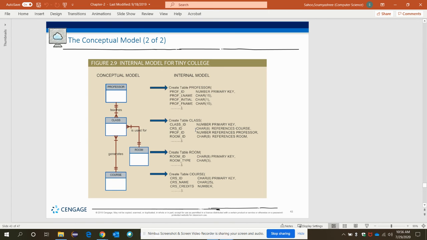I'm going to show you one picture of the conceptual model and how it's related to the internal model. See, the professor entity. So this is the conceptual model, correct? You just see the entity. But in the internal model, you have the programmers who write the code or the SQL program for the creation of the professor with its individual attributes. Same for class, for room, and for course as well. So this is the SQL code.